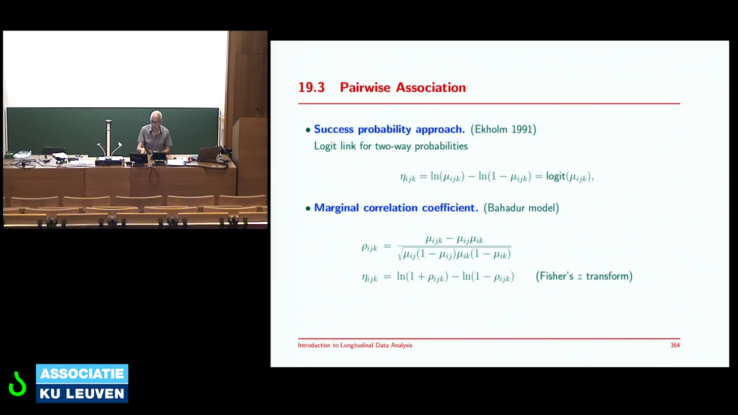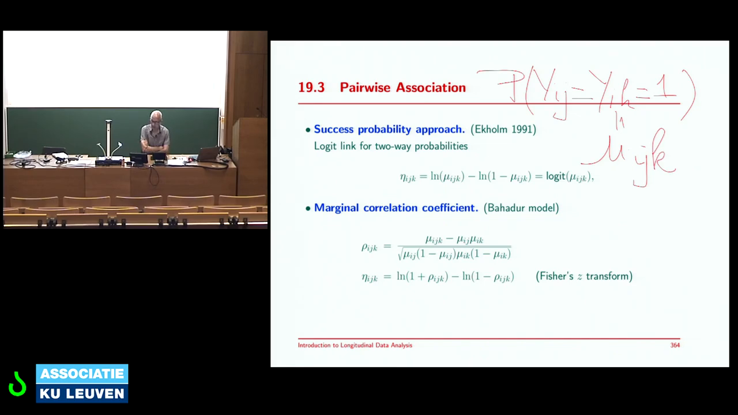And then we go to the association. What Ekholm a long time ago proposed was the so-called success probability. And the success probability is, wait a minute, you can work with a logit link because you have a probability. But the pairwise success probability, remember this, is the probability that Yij and Yik at the same time are equal to 1. In other words, mu ijk again.